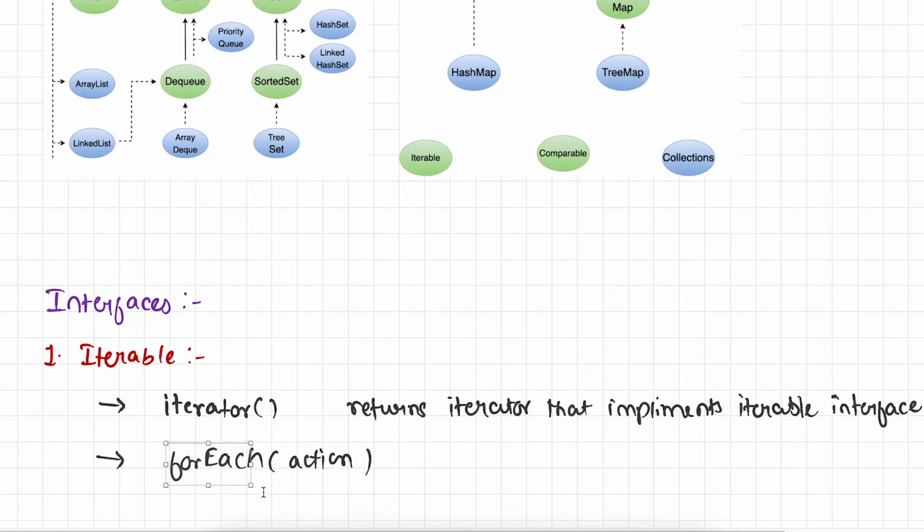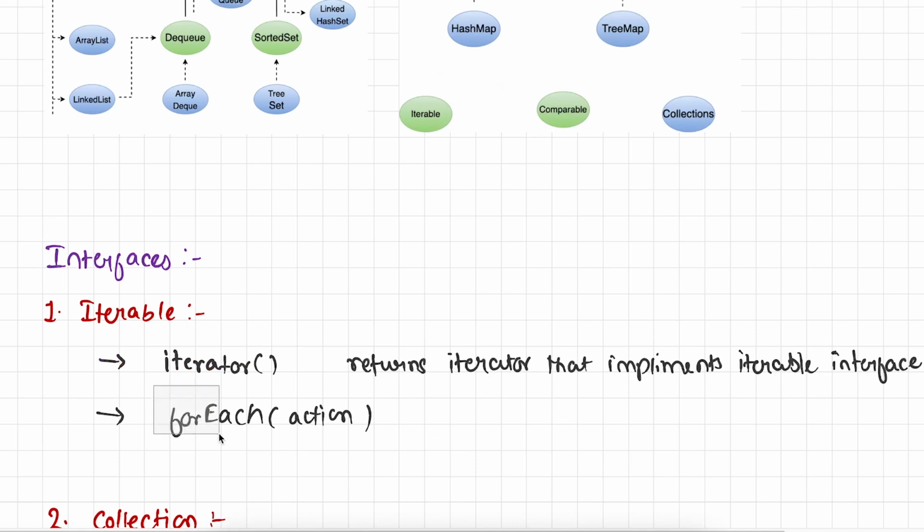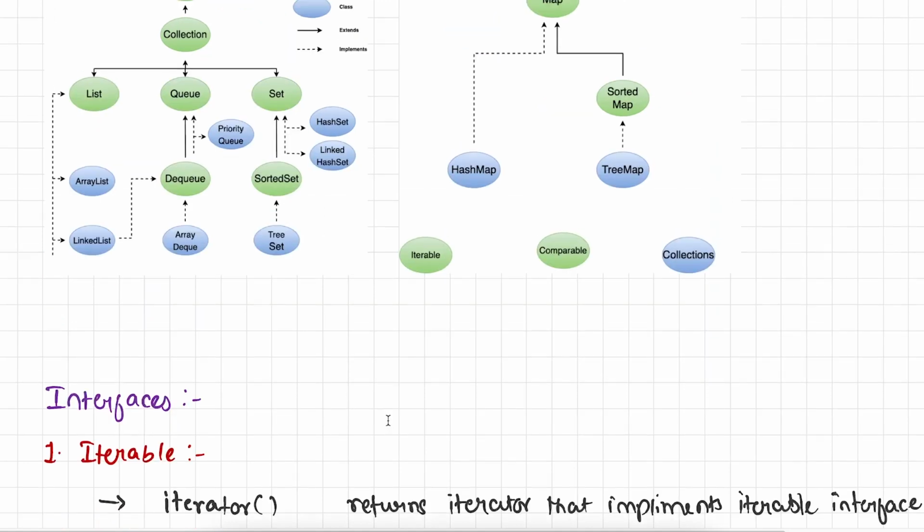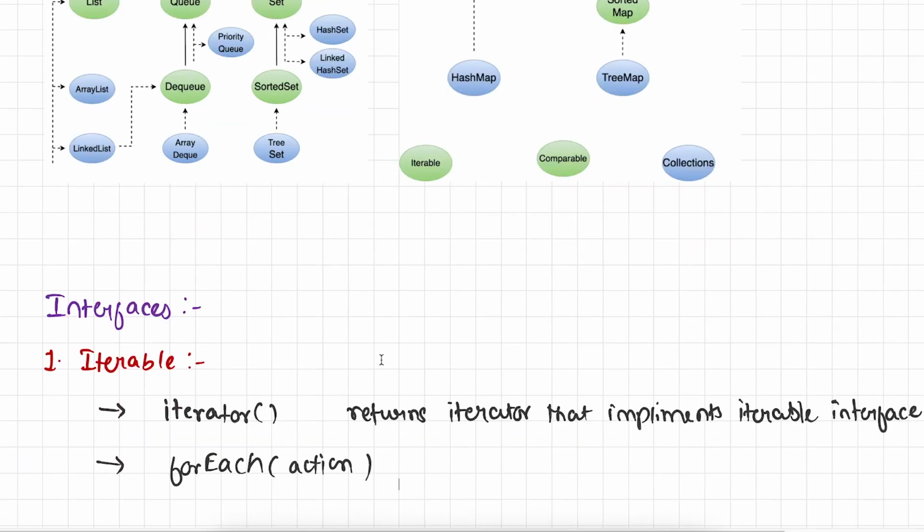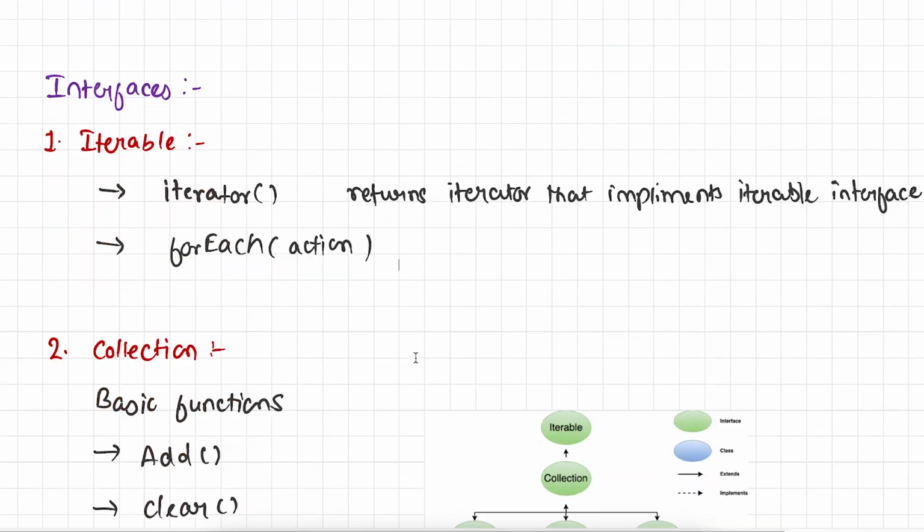Now the second method is forEach. When we call the forEach method on any collection that implements the Iterable interface, we can pass an action to it, and this action is performed on all the elements contained in the collection until all the elements have been processed. And it is the responsibility of the collection classes to implement the Iterable interface if they want to make themselves iterable. Okay, now let's move on to the next interface, that is the Collection interface.